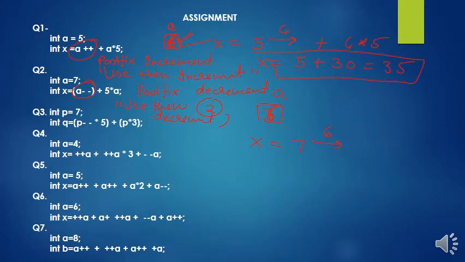And then plus 5 into a. So the value of a is equal to 6. So 7 plus 30 is equal to 37.